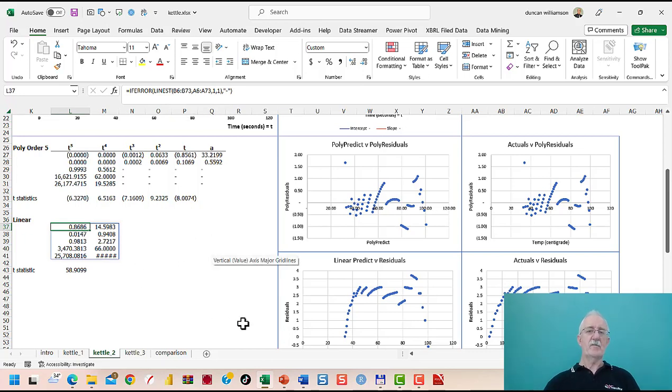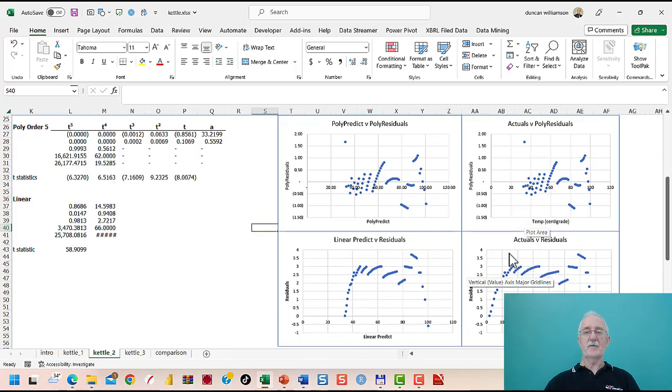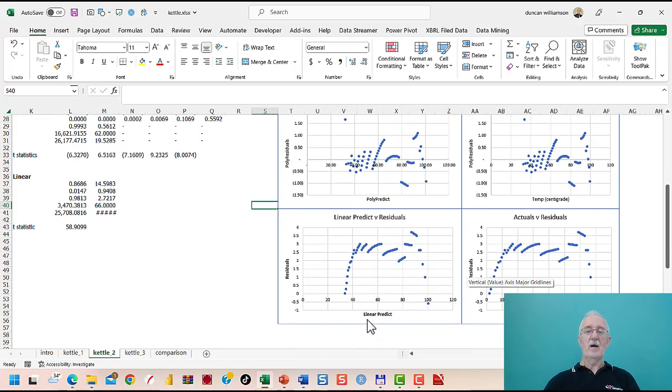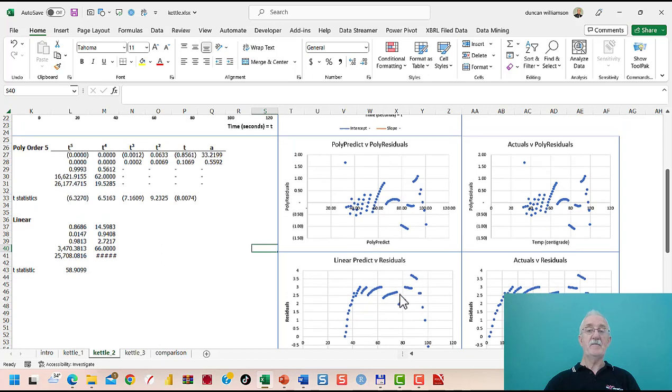What I'm interested in, of course, are two things. First of all, what do the residuals look like? So I've created the function and the polynomial predictions against residuals, actual against residuals, linear prediction against residuals, and actuals against residuals. And you see something very similar to what we had with experiment number 1.